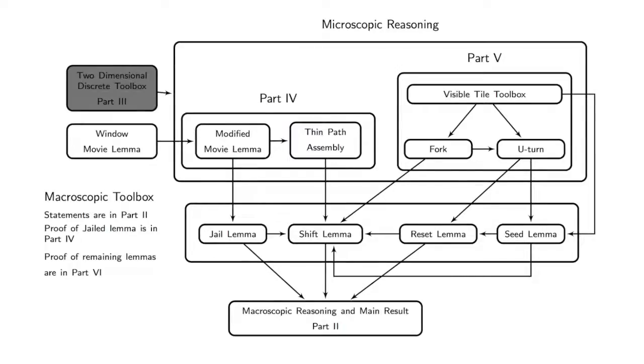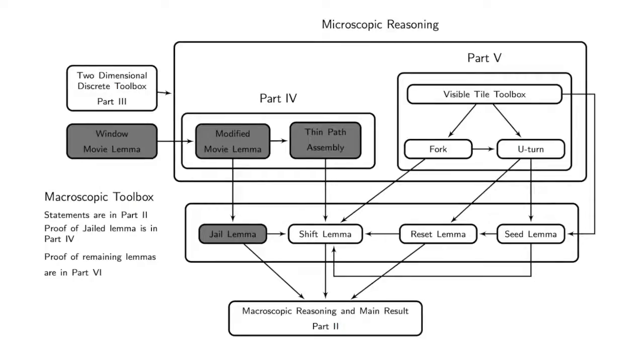Part 3 is dedicated to a 2-dimensional discrete toolbox. Here we present some tools and results which are fundamental to all microscopic reasonings. It aims to develop an effective way to cut the grid graph into 2 areas.